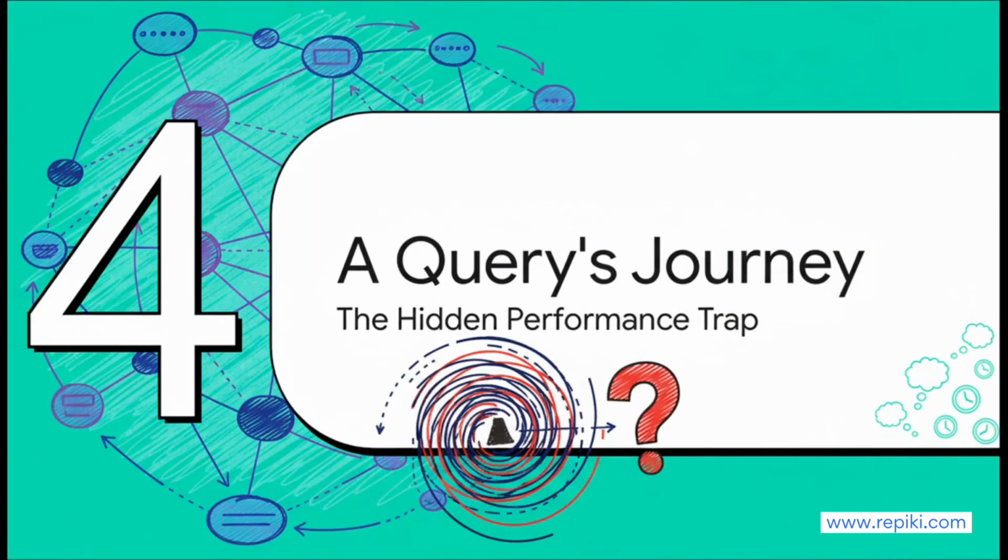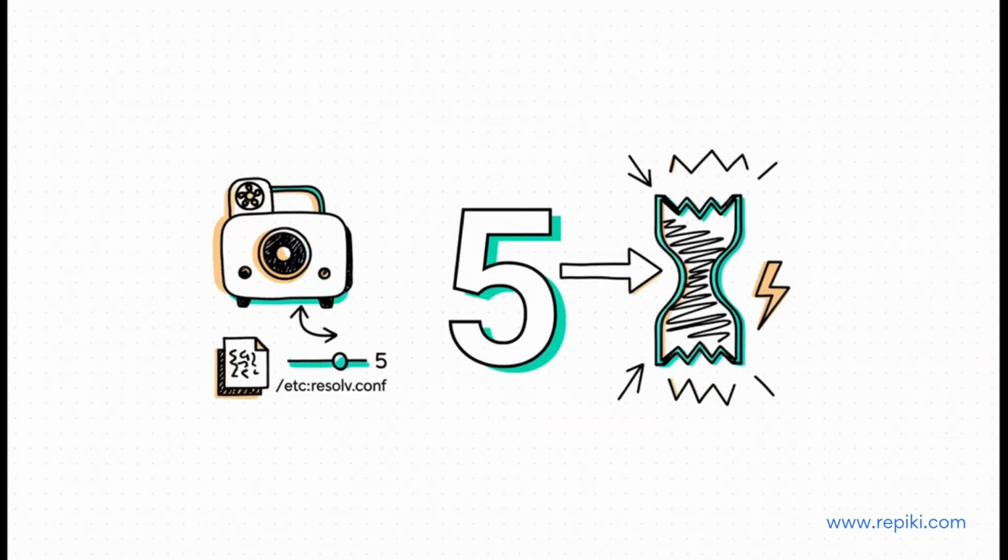Okay, now for something really interesting. It seems like a tiny detail, but how a pod asks for a DNS name can have a massive impact on your cluster's performance. There's a default setting that can create a serious bottleneck, and it all boils down to one little number. And that number is 5. What's so special about 5?